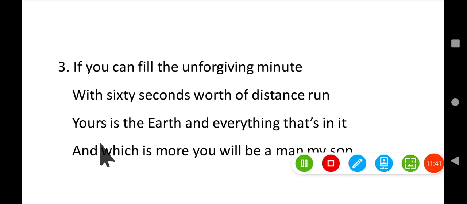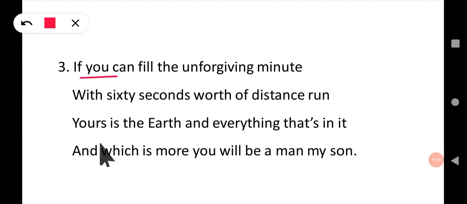If you can fill the unforgiving minute, if you, what is you? Subject pronoun, with sixty seconds' worth of distance run. Yours is, yours, where can you use yours directly? That is possessive pronoun here. Earth and everything that's in it. It is again subject pronoun. And which is more, you'll be a man, my son. Okay, so there are three pronouns which you can see in this short poem stanza.